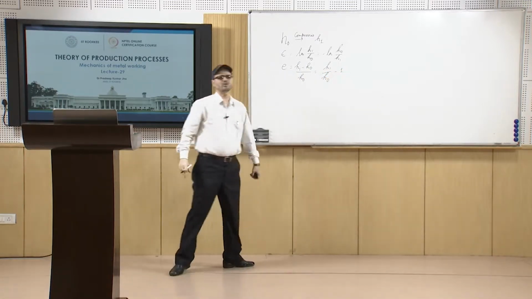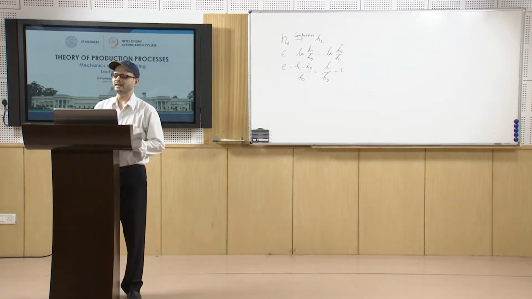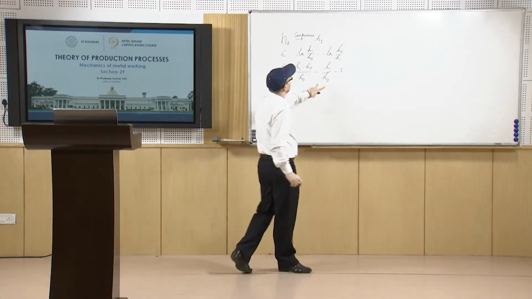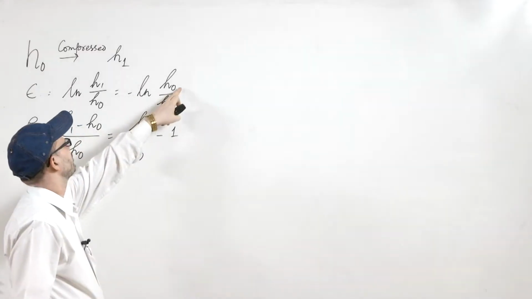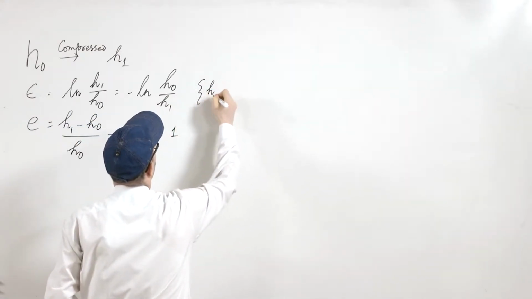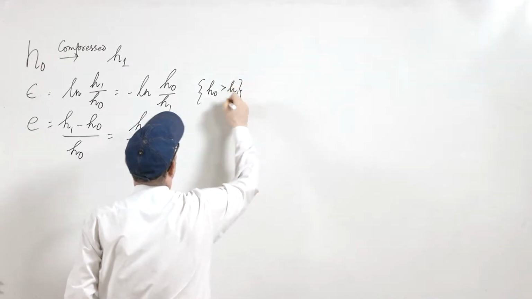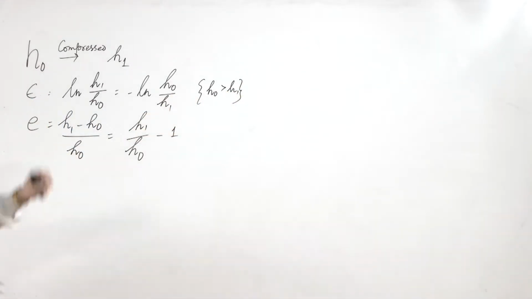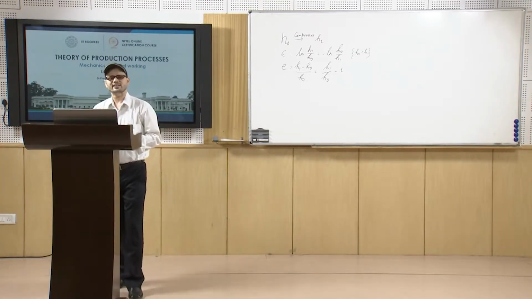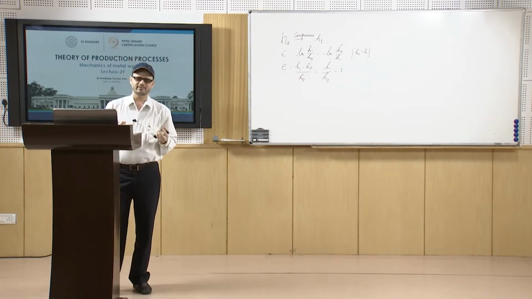Again H1 by H naught will be less than 1. So again we see that this value is also negative, because this H naught by H1 now, because here in this case H naught is more than H1. So this term will be positive and then the whole term will be negative. What we see is that in such cases the strains are negative.